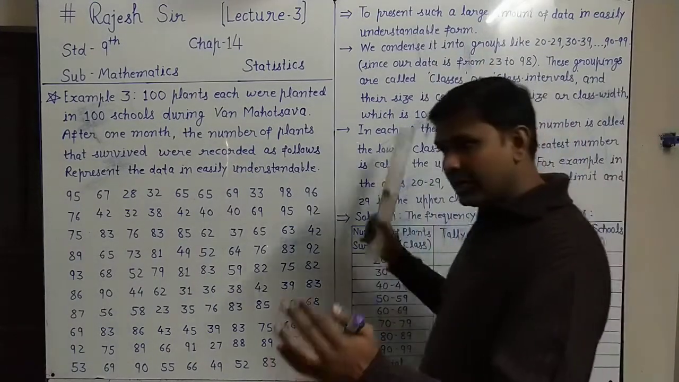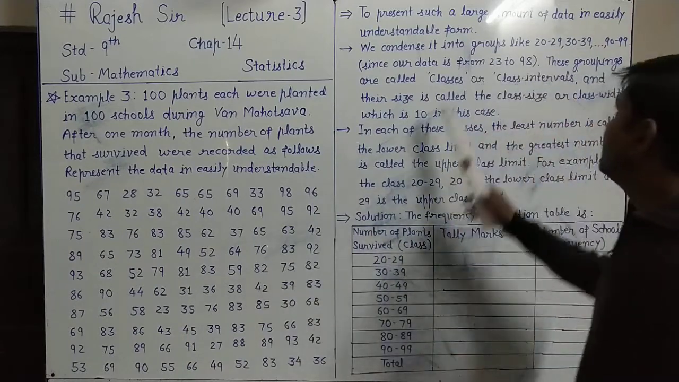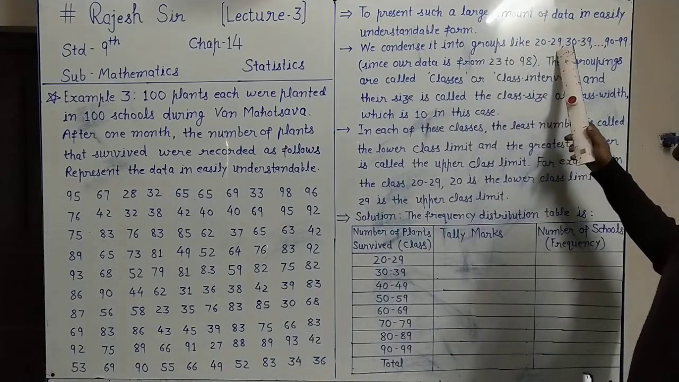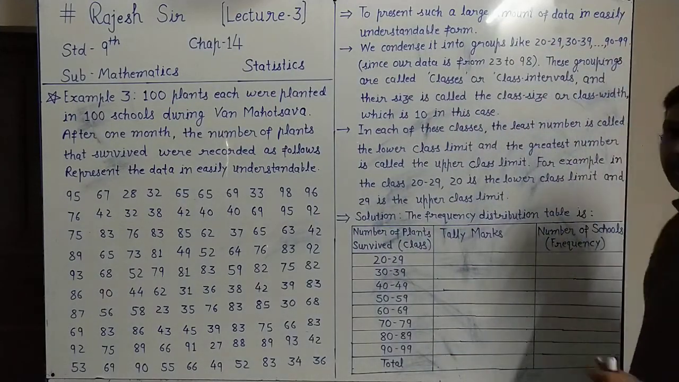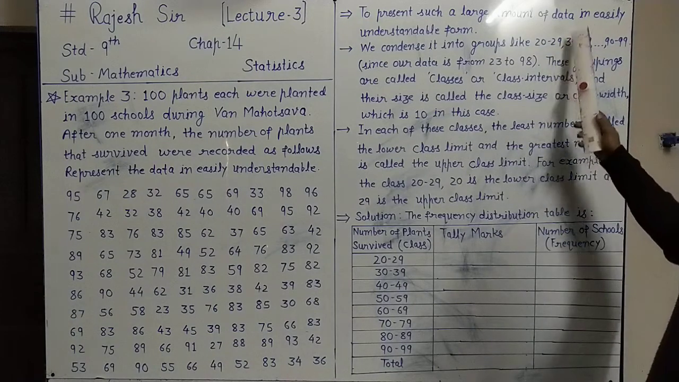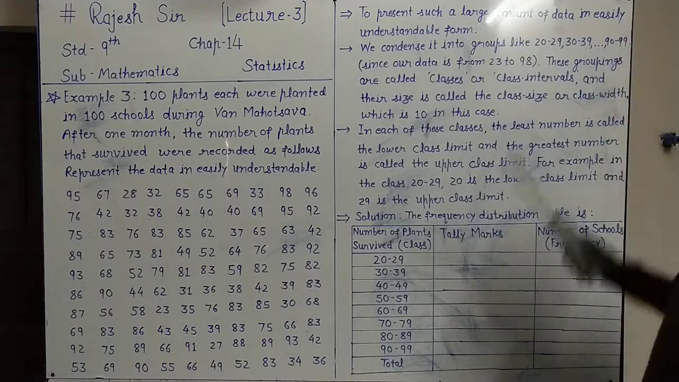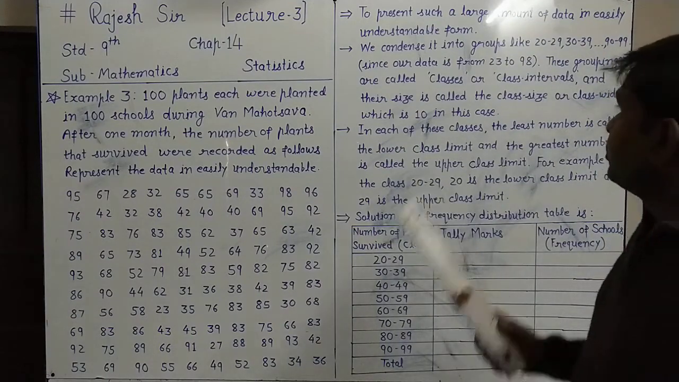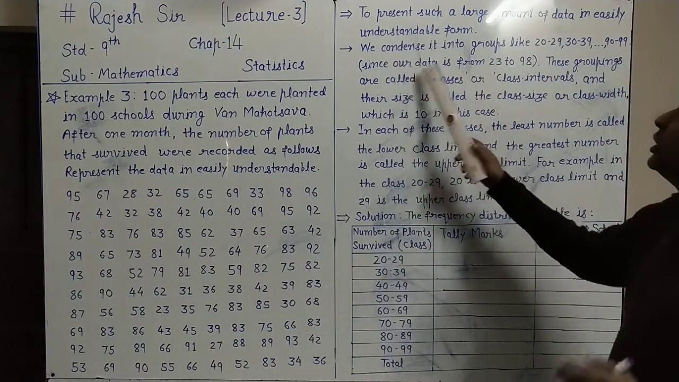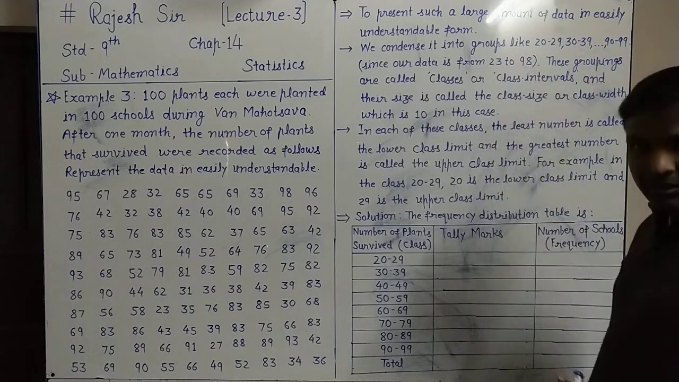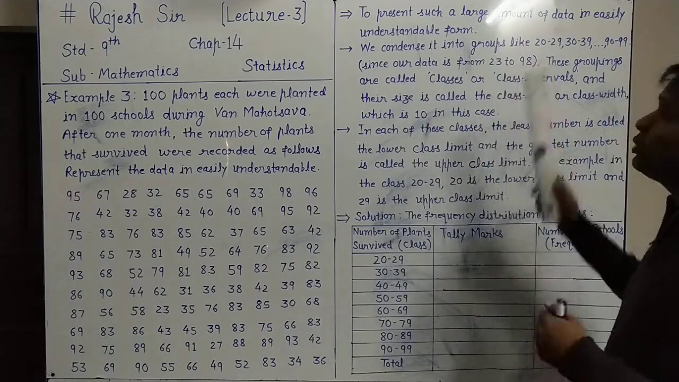So large data we have to condense into groups like 20 to 29, 30 to 39, up to 90 to 99. Now why these type of groups only, why do we have to start with 20 to 29 only, and why do we have to end at 90 to 99 only? For that, here we have the reason: since our data is from 23 to 90.